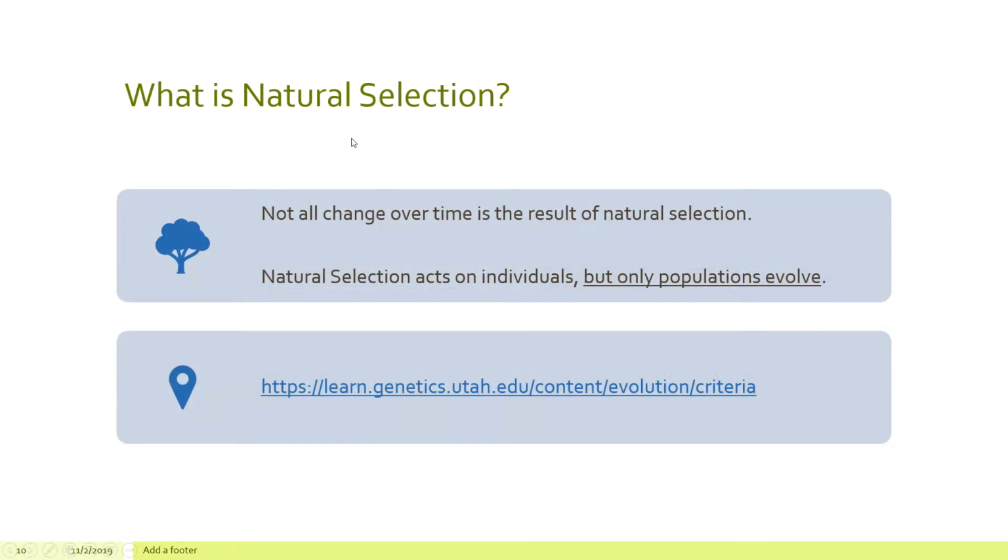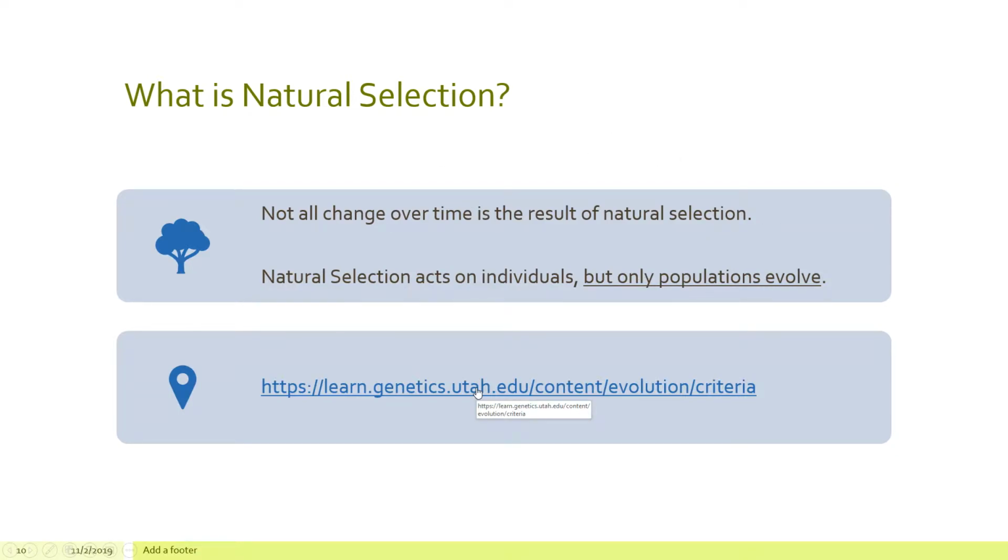So what is natural selection? Natural selection, we know, acts on individuals, but only populations can evolve because of it. It acts on individuals individually, in that one will die and one will survive and be able to reproduce and pass on its information. And make sure you understand that not all change over time is a result of natural selection. Maybe there was just a change because of other factors, and we'll talk about these other factors later.